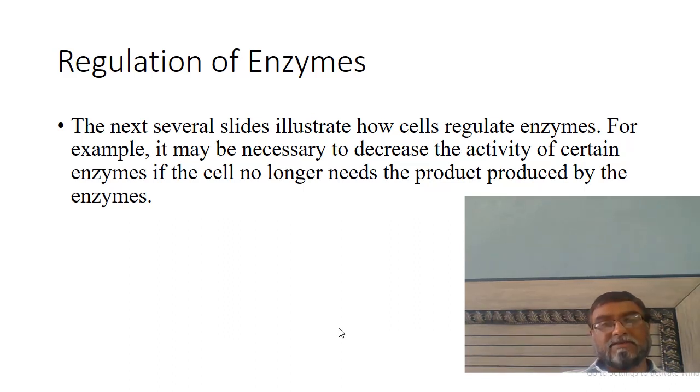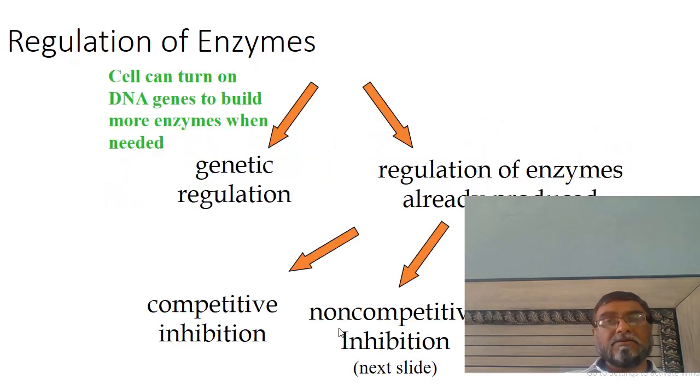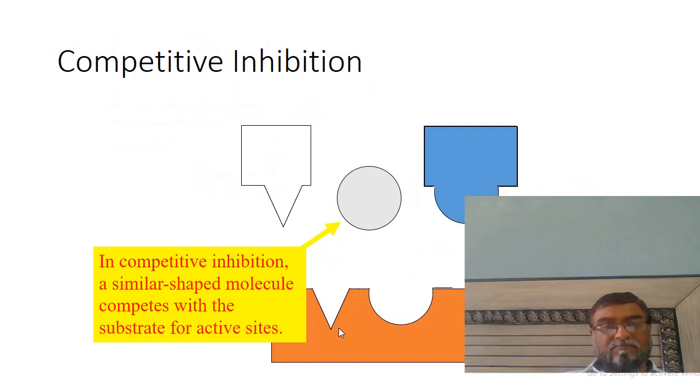For example, it may be necessary to decrease the activity of a certain enzyme if the cell no longer needs the product produced by that enzyme. So there are several ways it can be regulated, through genetic control, genetic regulation. There is another type of regulation called competitive inhibition, non-competitive inhibition, and feedback inhibition. All of these methods are used to regulate the enzyme at the cellular level.